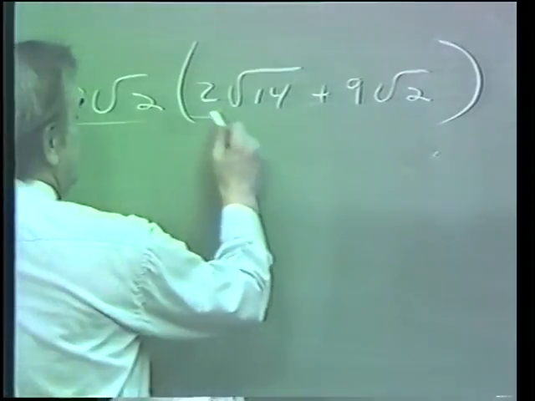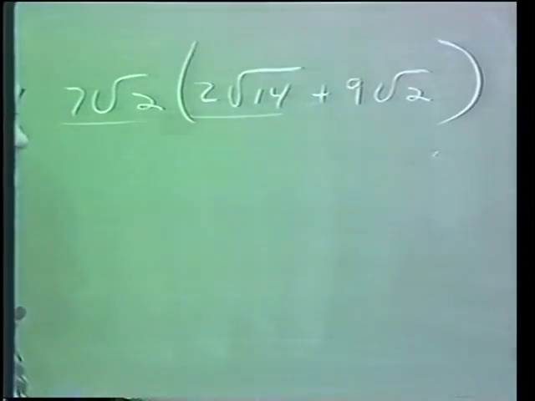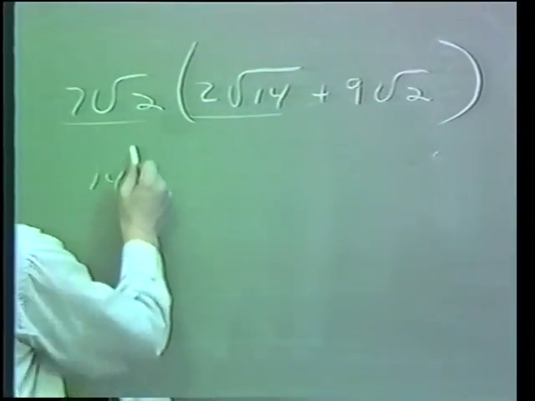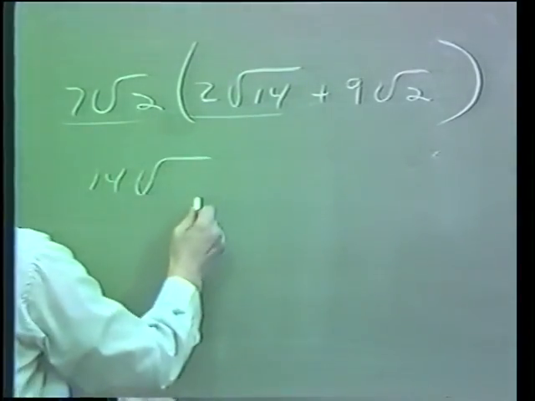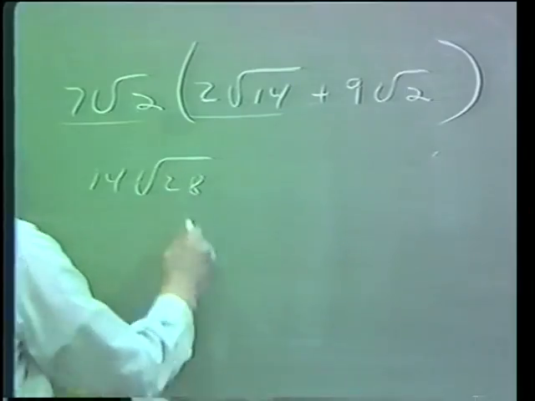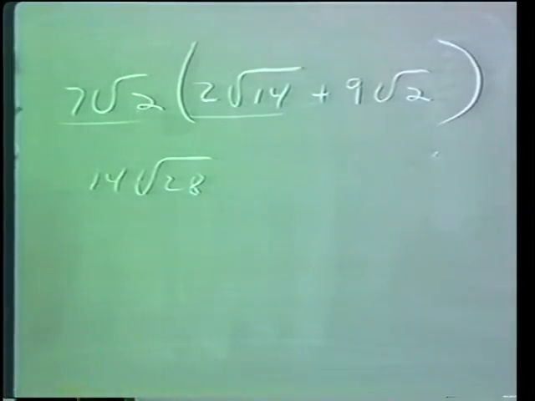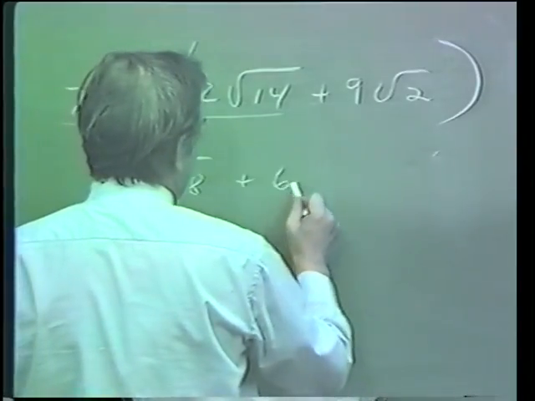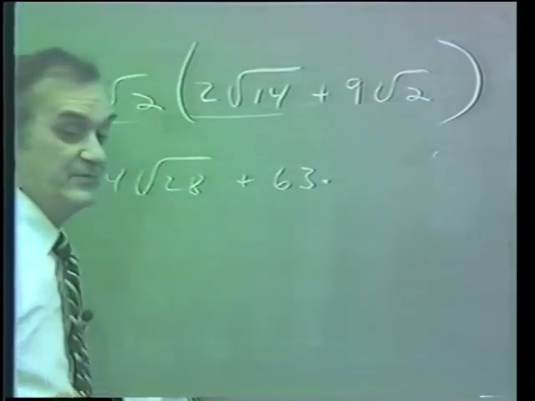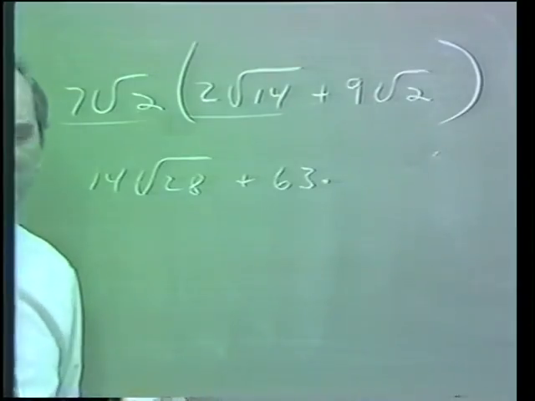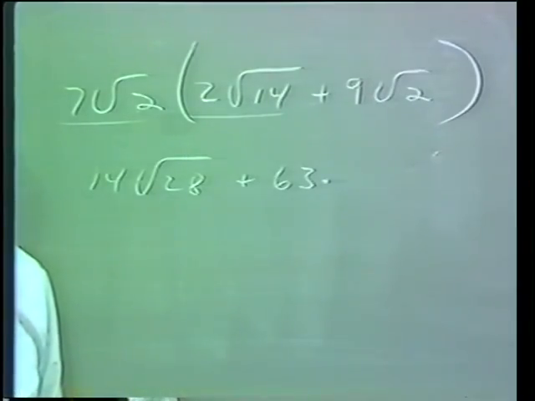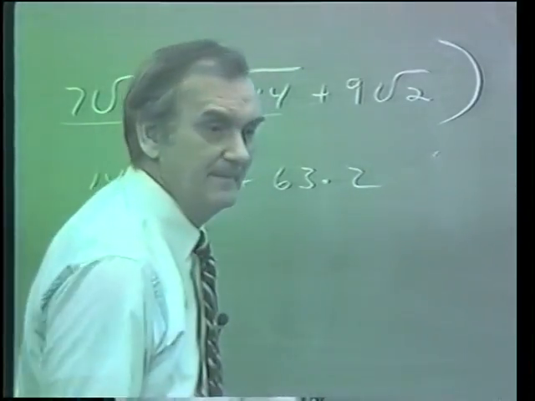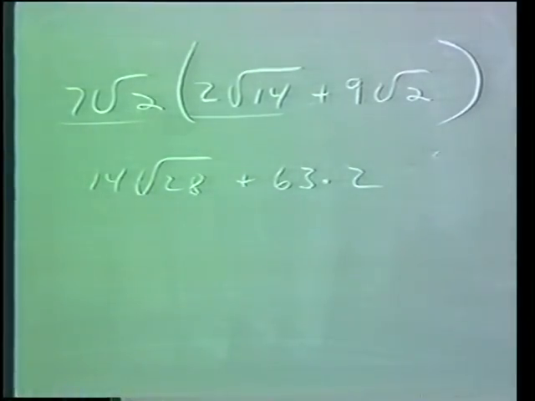We're multiplying each term in the parenthesis by 7 square roots of 2. So the first, 7 times 2 is 14. The square root of 2 times the square root of 14 is the square root of 28. There's the first term. Second term, plus 7 times 9 is 63. The square root of 2 times the square root of 2 is 2. That's the importance of that property I gave you. So that's what we have.